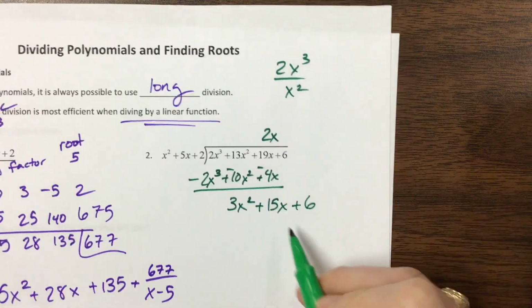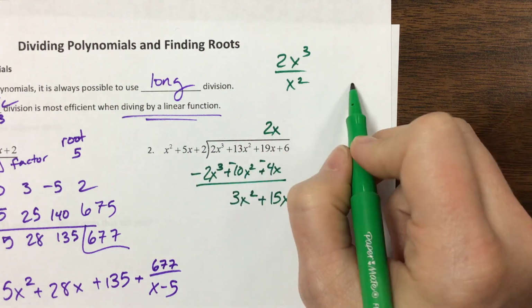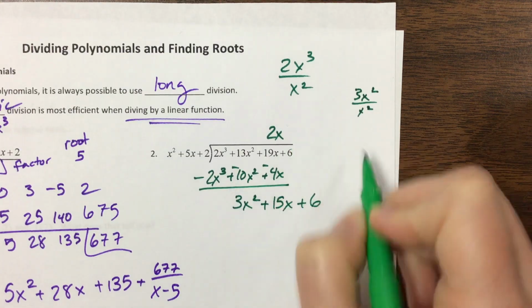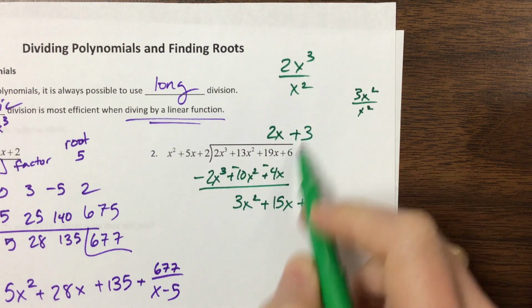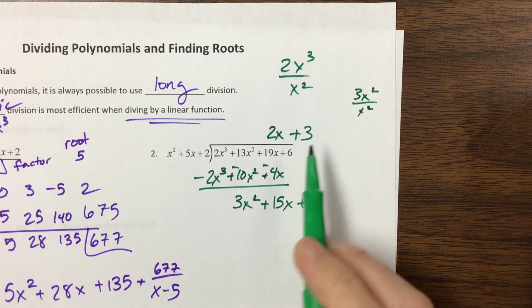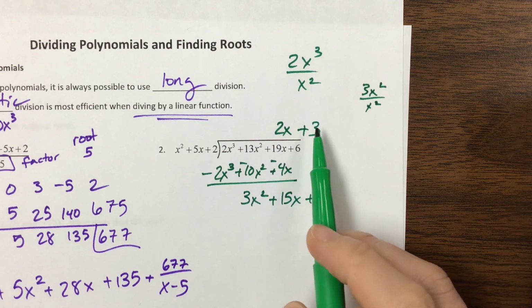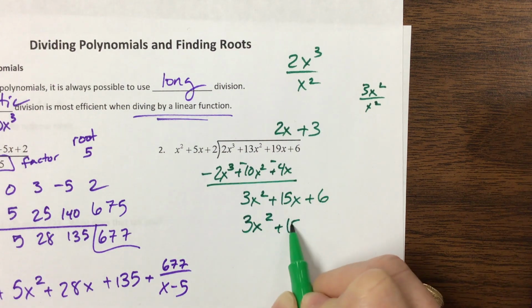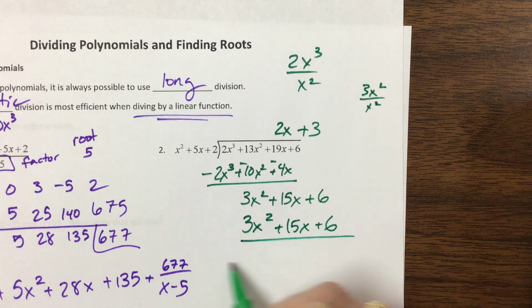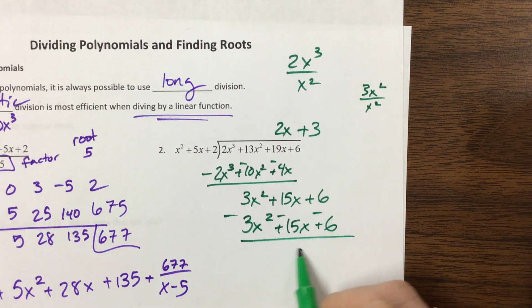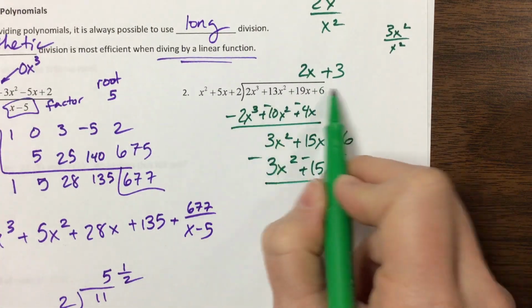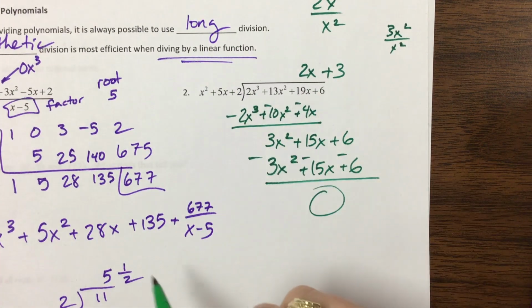Okay, so now I'm looking at 3x squared divided by x squared. That is just 3, and it's a positive 3, so we'll say plus 3, and that's in the column of the whole number. Then I distribute it back, and I get 3x squared plus 15x plus 6. What do you notice? Everything's the same. Subtract. I'm down to 0. So this one had no remainder. So this cubic divided by this quadratic gave me that linear function.